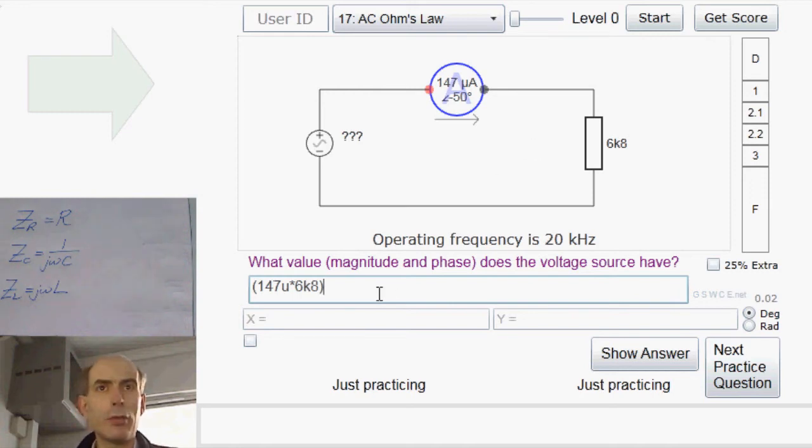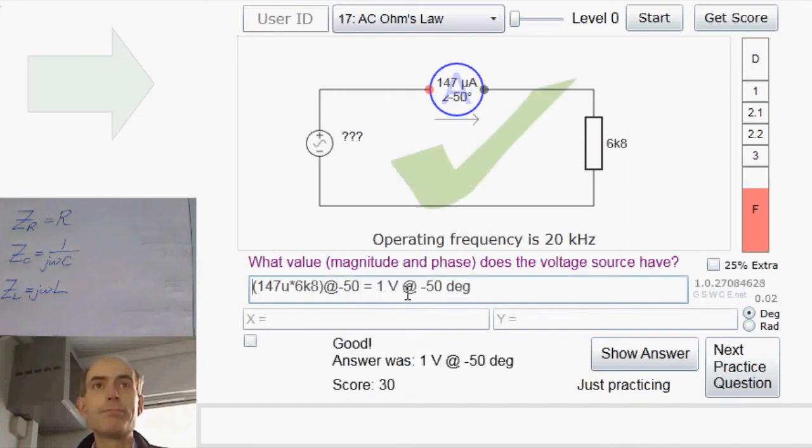And I input phase by using the at symbol. At minus 50. So that would be a phasor of amplitude 147 micro times 6K8 and phase minus 50 degrees. It's degrees because I've selected the degrees radio button over here. If I wanted to work in radians, I would just click that there. But I'm working in degrees. So that should do. Next.